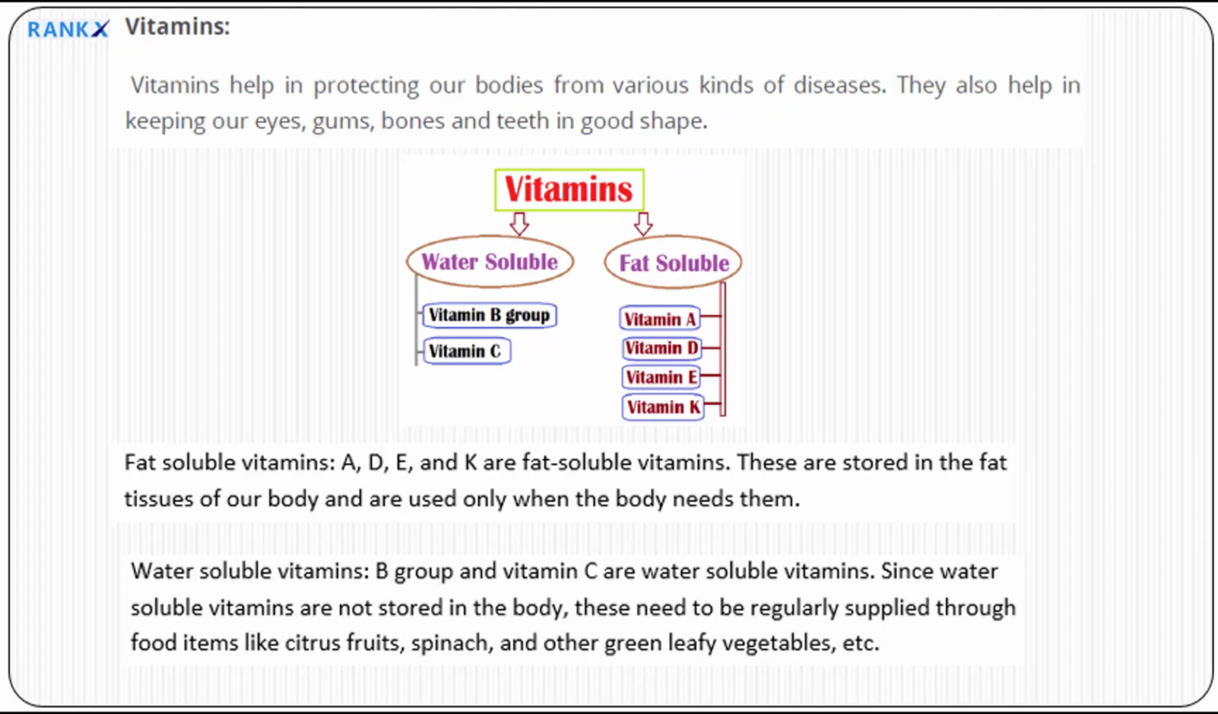Water-soluble vitamins: B group and vitamin C are water-soluble vitamins. Since water-soluble vitamins are not stored in the body, these need to be regularly supplied through food items like citrus fruits, spinach, and other green leafy vegetables, etc.